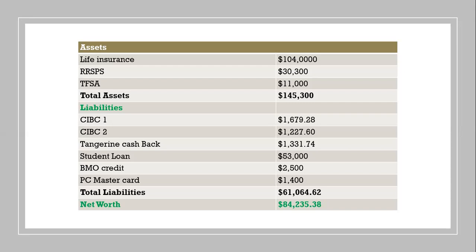So this person is actually better off if they have to stop today, and then the insurance pays, the RRSP is there, the TFSA is there, so there will be 84,235. That is the net worth.